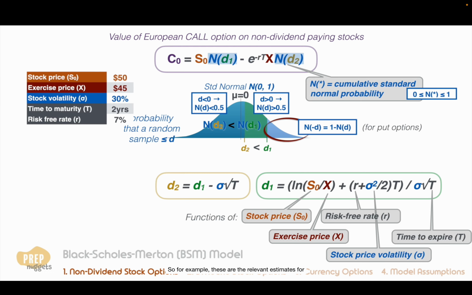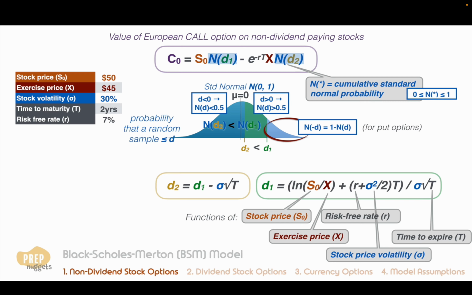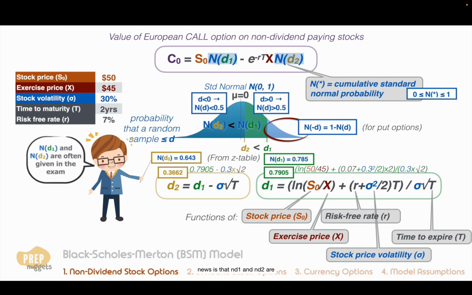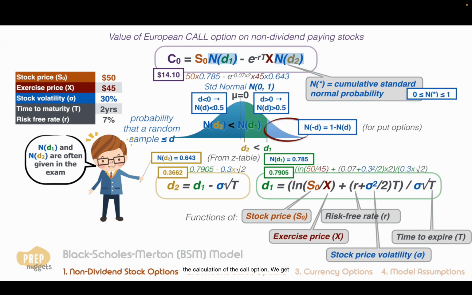So, for example, these are the relevant estimates for a call option that we are valuing. Plug all the figures into the formulas, we get d1 equals 0.7905 and d2 equals 0.3662. If we look up these figures on the Z table, we get 0.785 for N(d1) and 0.643 for N(d2). If all these calculations scare you, the good news is that N(d1) and N(d2) are often given in the exam, so you most likely would not have to remember the formulas for d1 and d2 for the exam. In any case, we apply N(d1) and N(d2) to the calculation of the call option. We get an estimate of $14.10 using the BSM model.